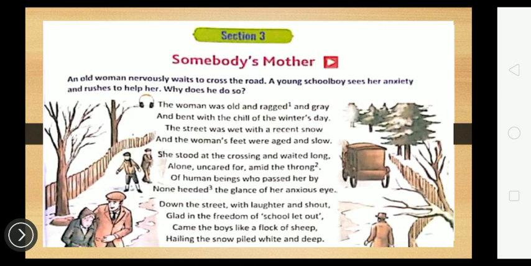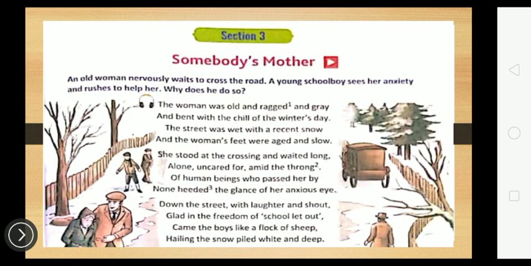So the first stanza. The first lines itself tell us that this is a poem in which the poetess is talking about a woman who is very old and ragged. Ragged means something that is worn out. So it is mainly about her appearance and the clothes. And grey and bent with chill of winter's day. So it means that in the winter's day, as I already told you, we have to see all this from the American perspective. Okay, this is not India.